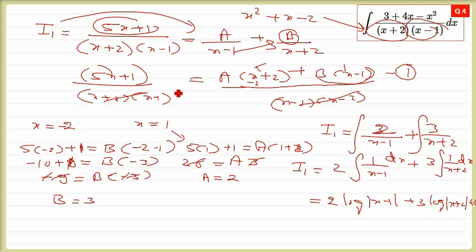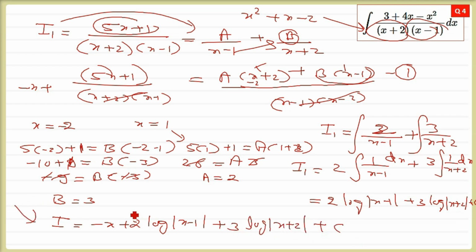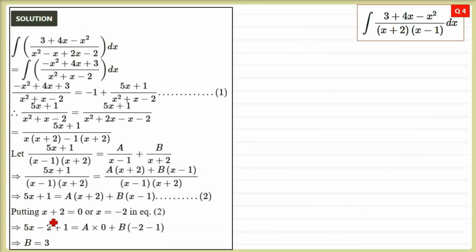But if you remember, there was a first term that we are going to add, negative x, followed by these two terms. So we have negative x plus 2 log modulus of x minus 1 plus 3 log modulus of x plus 2 plus a constant of integration. This is your final answer. So this is the reference, these are the steps you need to follow.